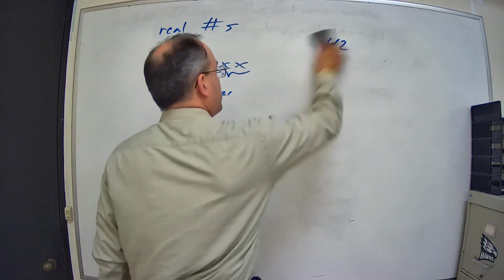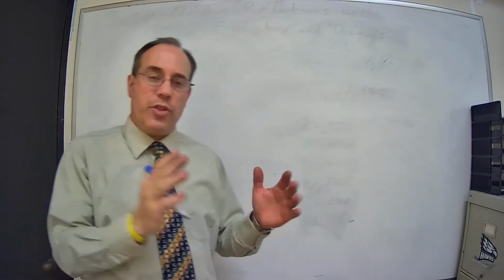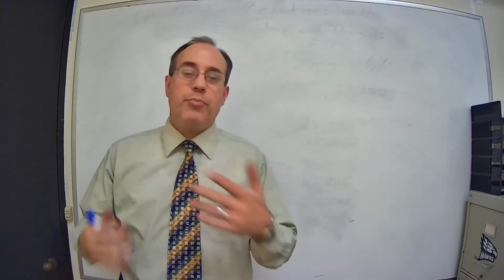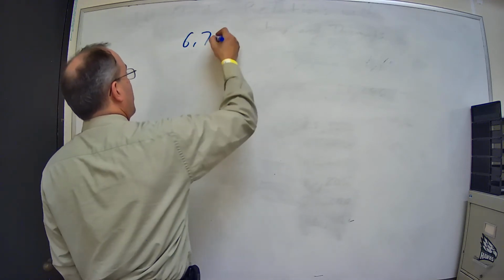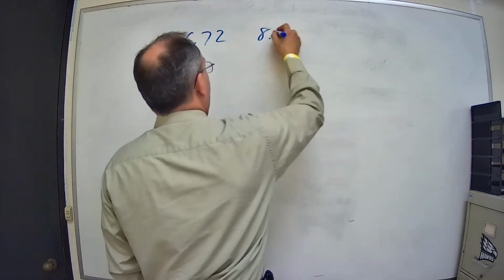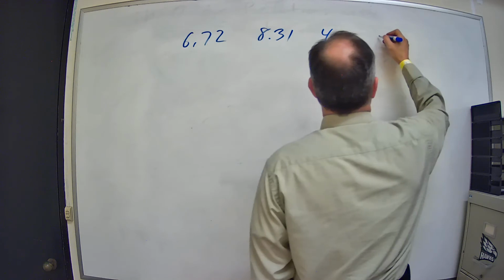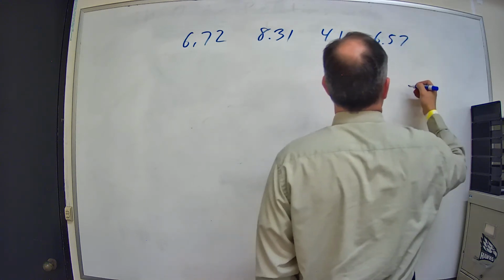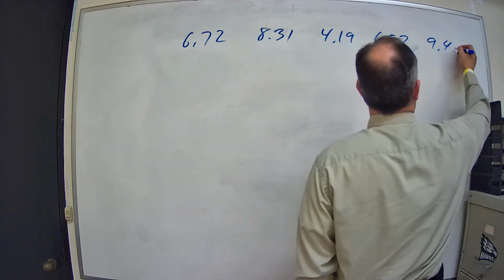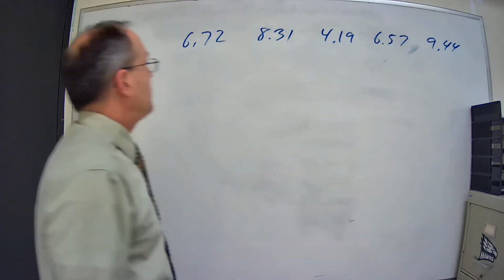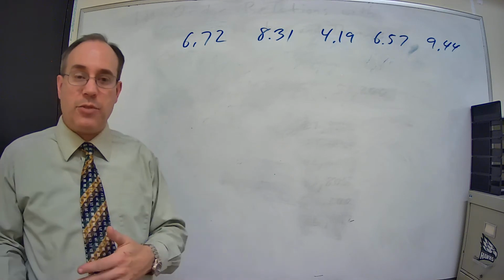So we can put real numbers, these numbers with whole parts and decimal parts, in order too. 6.72, 8.31, 4.19, 6.57, 9.44. So I've got 5 numbers that are real numbers. They have whole parts and decimal parts.